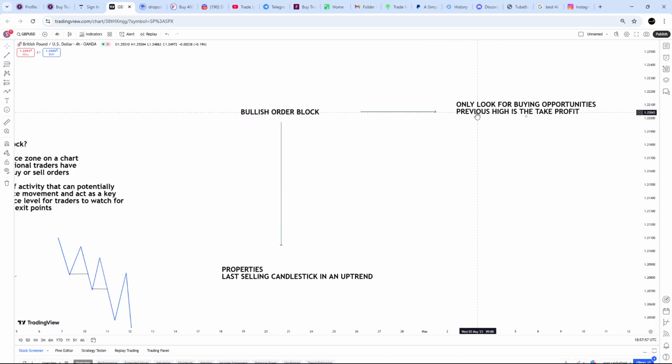So we also target the previous highs as the take profits. You understand what I'm trying to say? So let's go and look at a bullish market and where we can mark the order blocks, and how it looks like.